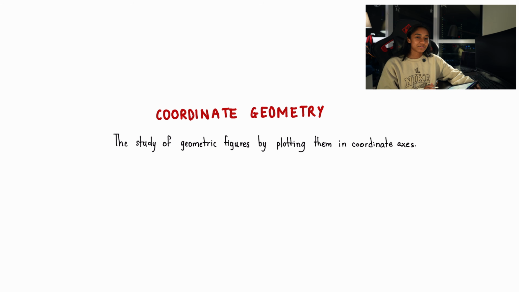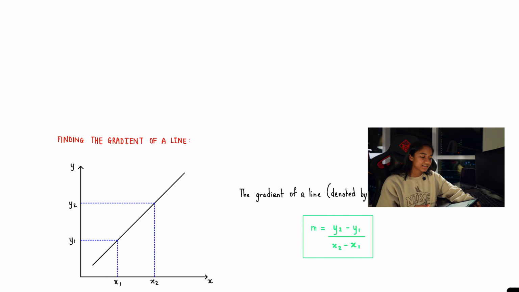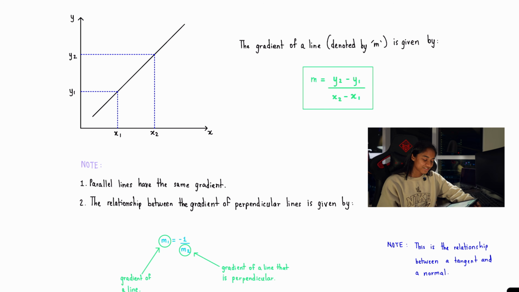As all of you might be familiar with from CSEC days, the gradient of a line is the measure of the steepness of a straight line. The gradient of a line can be either positive or negative and does not need to be a whole number. It can be either uphill, which is a positive value, or downhill, which is a negative value. And let's start with how to find the gradient of a line.